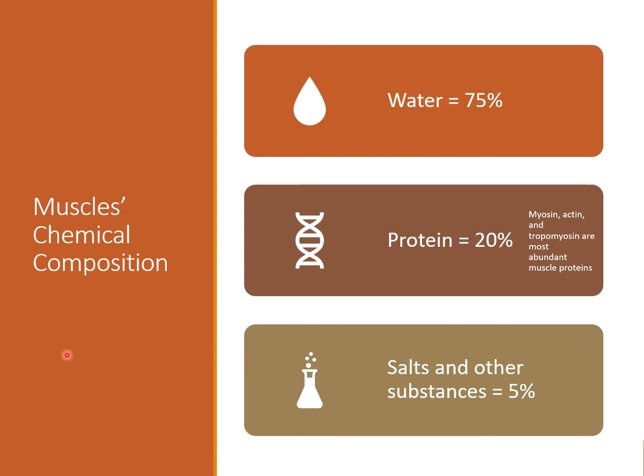Now here's the muscle's chemical composition. So 75% of it is water, 20% of it is proteins. That includes myosin, actin, and tropomyosin, as well as some others. And then salts and other substances make up 5% of the muscle.